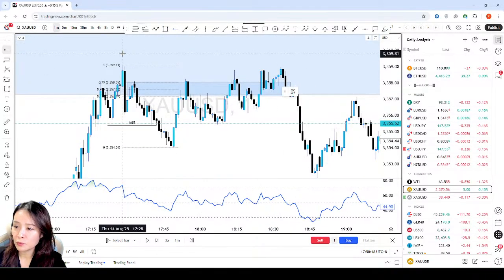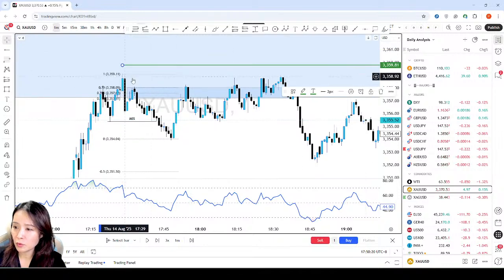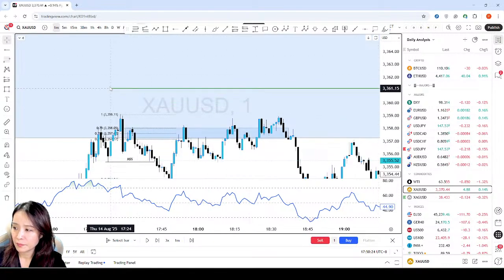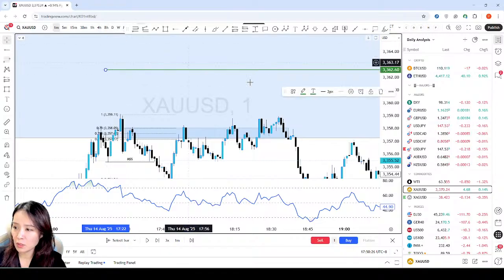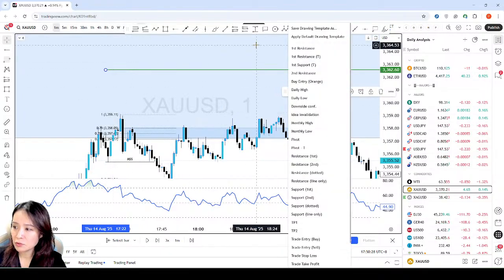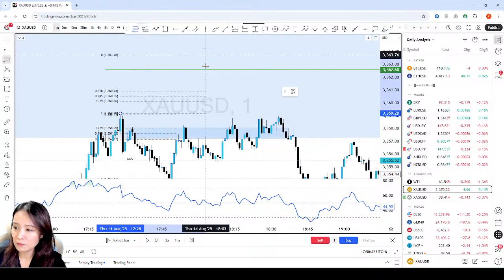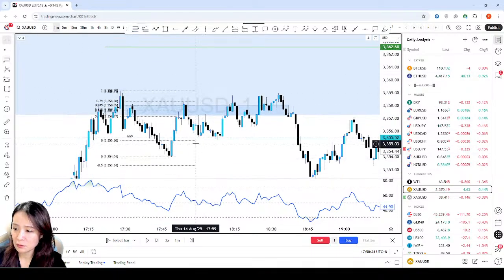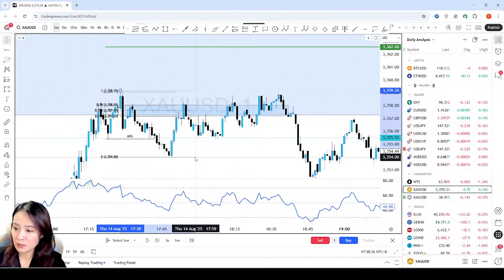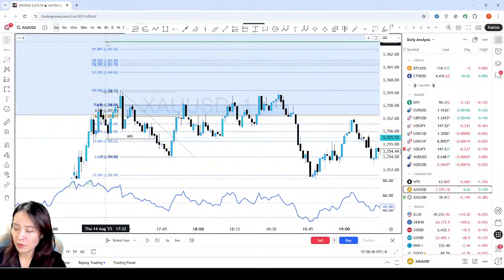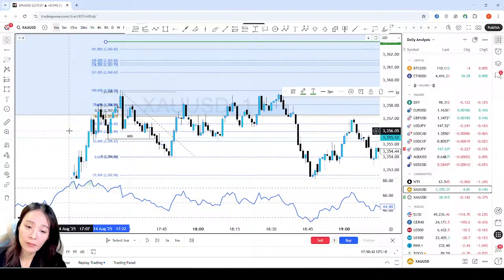Stop loss, you need to put above this swing high, or you could put a bit of pips above. It depends on you. Or, usually I would use the Fibo extension for my stop loss, to put my stop loss above the Fibonacci extension. Okay, that will be somewhere around here. This is the M1 time frame.